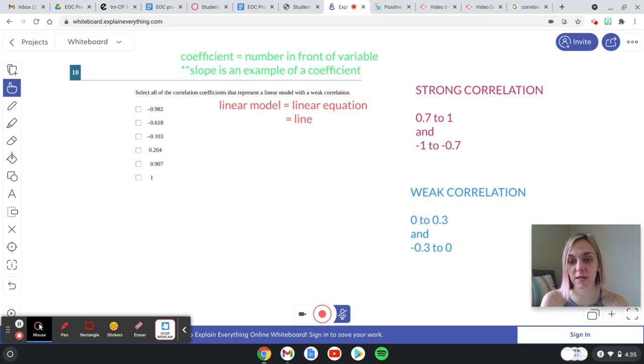0.907 is a strong correlation, and 1 is also a strong correlation. So we're not worrying about those. You'd want to select these two boxes here to answer this question to show that those two values are showing a weak correlation.